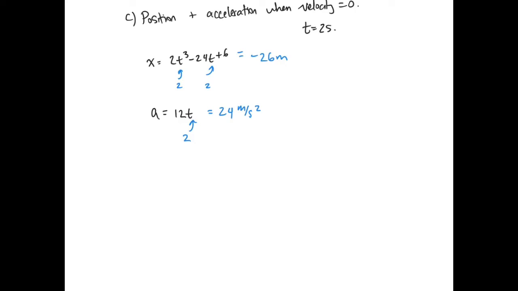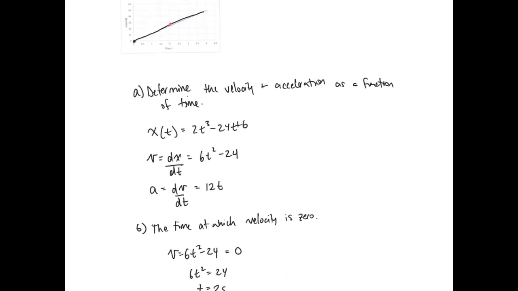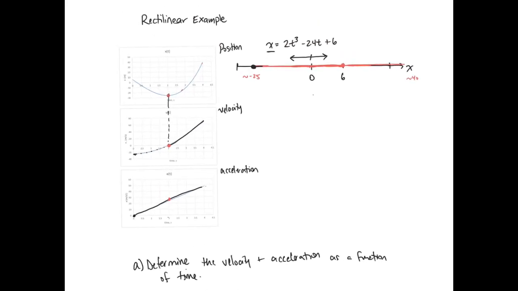Now the next question is asking us the net displacement and total distance traveled from t equals 1 second to t equals 4 seconds. Now this question you have to be a little bit more careful of. And I'm going to go back up to these graphs here. Because when time is equal to 1 second, we are looking at this moment here. And when time is equal to 4 seconds, we're looking at this moment here.